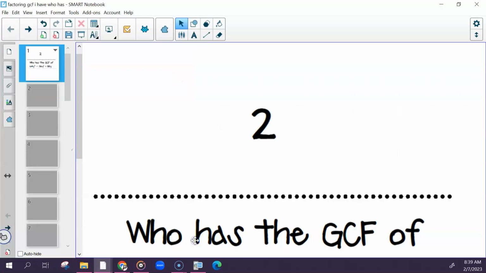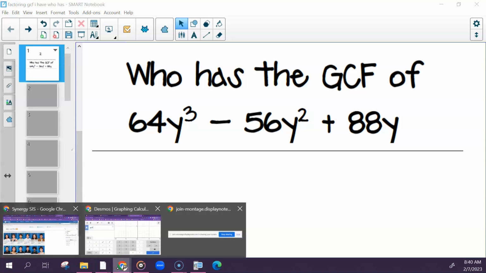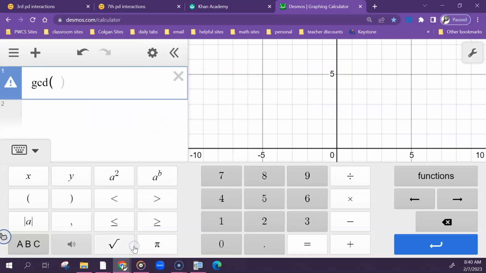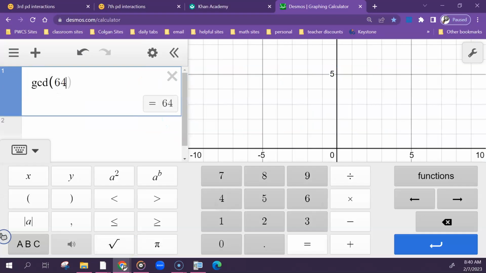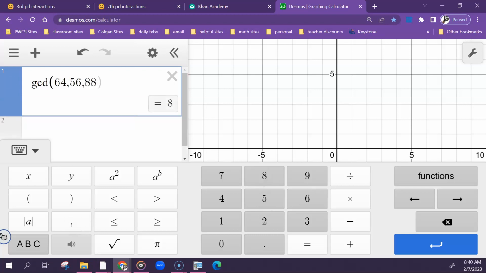So like for the one I have, who has the GCF of 64y to the third minus 56y squared plus 88y? These are bigger numbers, so maybe you don't know all the factors of those three. You could put that in: 64, 56, 88. You don't have to put the negatives. And it's going to tell you the GCF or GCD is 8, but it's not going to tell you what the variables are. So we know it has to be 8. You have to figure out what the variables are.